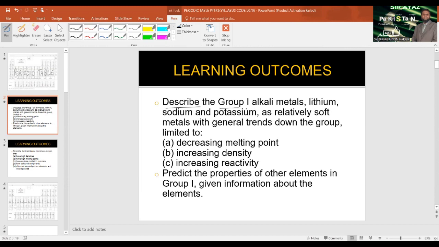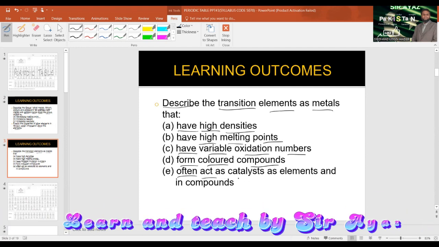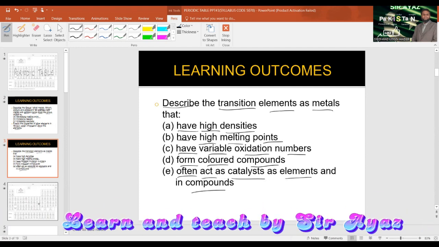Describe the group 1 alkali metals, lithium, sodium and potassium as relatively soft metals with general trends down the group limited to decreasing melting point, increasing density, increasing reactivity. Predict the properties of other elements in group 1 given information about the elements. Describe the transition elements as metals that have high densities, have high melting points, have variable oxidation numbers, form colored compounds, often act as catalysts, as elements, and in compounds.